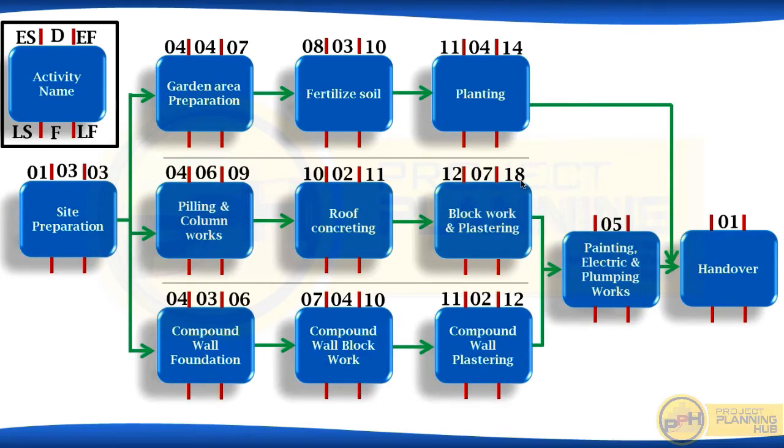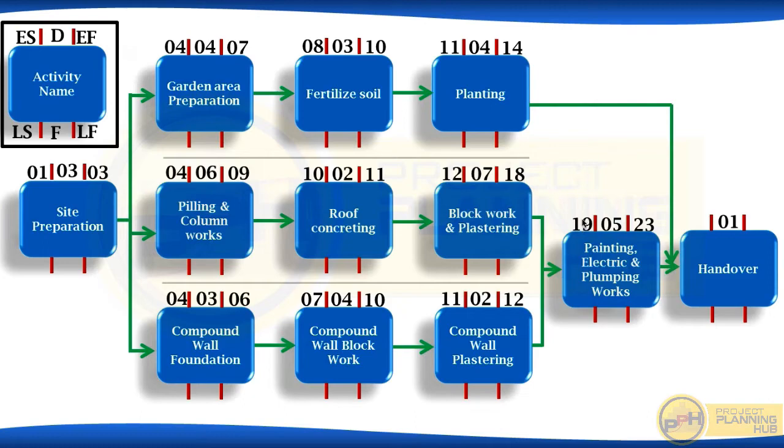So here 18th. So 19th this will start. So here after finishing compound wall plastering, this painting, electrical, plumbing works will not start. It will wait for block work and plastering to get finished. So 19th only painting, electrical, plumbing works will get start. So in summary, these two must finish before starting this. After 12th this will not start because this is not finished. So after 18th only painting, electrical, plumbing works will start. 19th this activity will start.